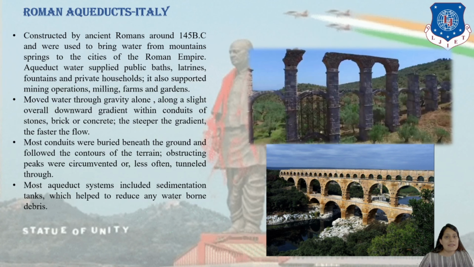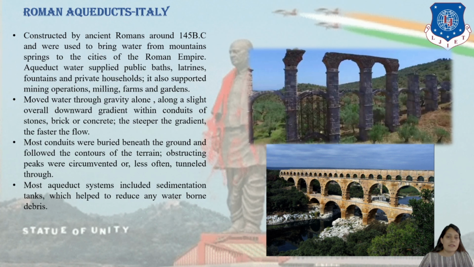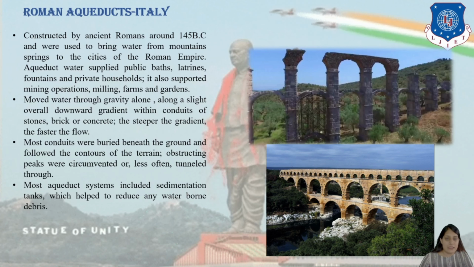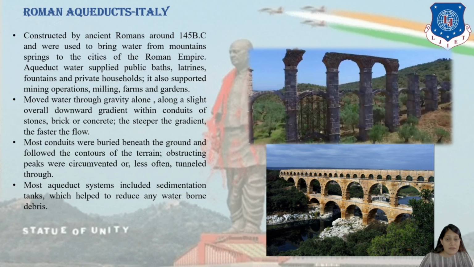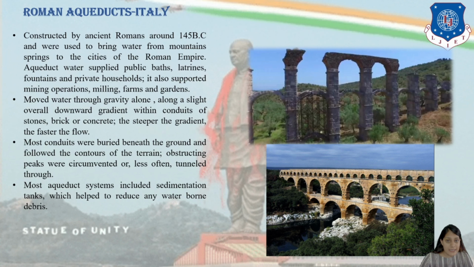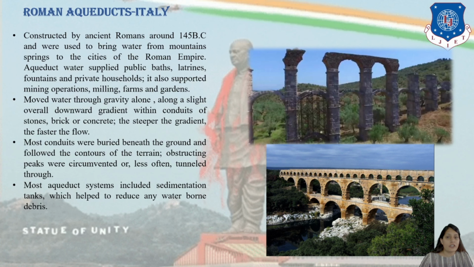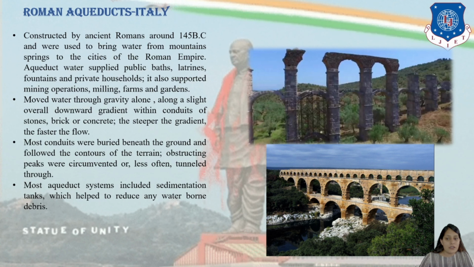Now let's discuss the Roman aqueducts, which are in Italy. Basically, this was constructed to gain water from the mountain springs. This is a very important structure. Through this, we came up with the aqueduct concept, which is very important. It dates to around 145 BC and was used to bring water. As I said, the most conduits.